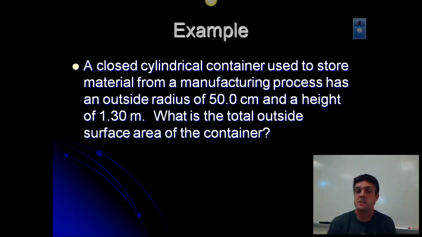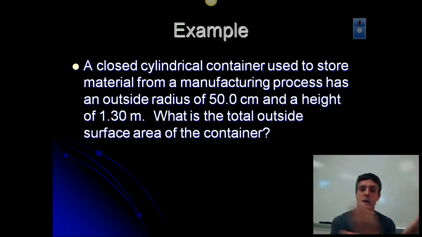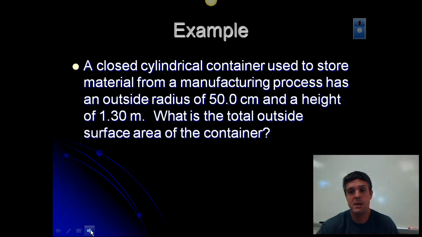The outside surface area is going to contain the lid, the bottom, and then the whole wrapped portion of the cylinder. All right, so that's the example. We've read it. I definitely see a conversion that needs to take place. I think you need to take the 50 centimeters and put it into meters so that we have like units throughout. I already said it's half a meter, 0.5 meters.